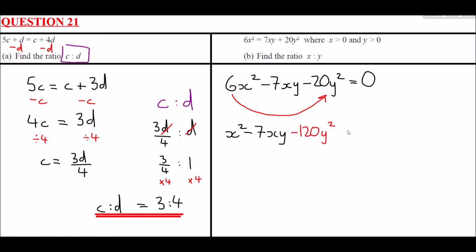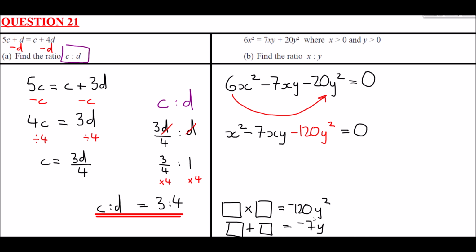The next thing I'd be saying, if it were a normal quadratic, is to be finding two numbers which multiply together to give minus 120. But now, I need to find two values that multiply together to give minus 120y squared. And in normal circumstances, I'd be saying these two numbers need to add together to give you minus 7. But now, we need to add together to give minus 7y's, because we've also got a y mingled with this x now.